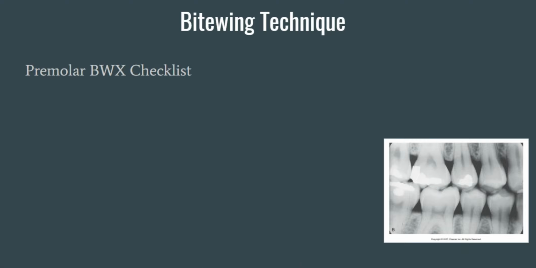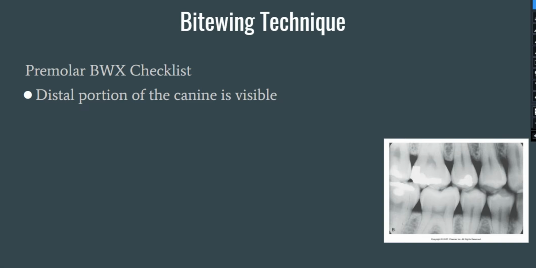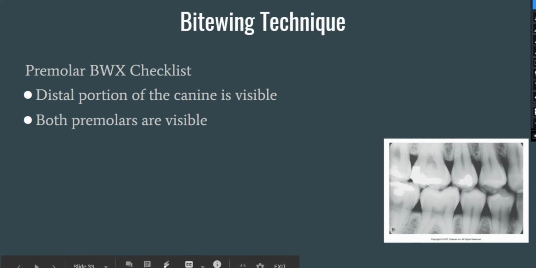So starting with the premolar bite wing checklist, you want to make sure that the distal portion of the canine is visible. So here we have our x-ray. Here's our canine. We've got the distalmost portion of the canine. Next, we want to make sure that both premolars are visible. So I've got these premolars on the maxillary, these on the mandibular.